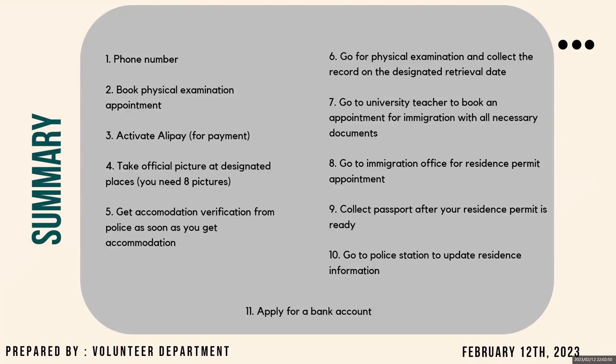The first thing you need, as Gandhi mentioned before, is your phone number, which is really important. Everything is linked on online platforms: WeChat Pay, Alipay, immigration, police, everything depends on your phone number. Once you get your phone number, the first thing you need to do is book the physical examination record appointment, since you need to wait 1 to 2 weeks until the appointment.